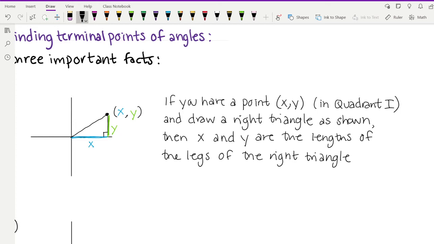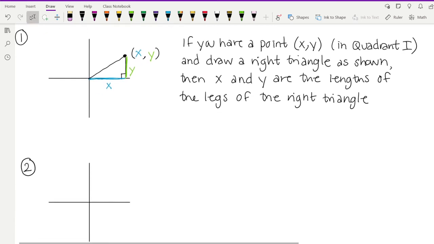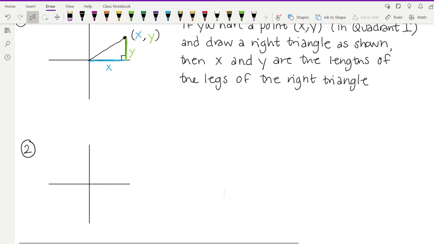So we're going to turn this question of can we find the x and y coordinates, we'll turn it instead into a question of can we find the lengths of a side of a triangle? And that's something we know how to do. And we'll see that we're going to use special right triangles, but I'll get into that in a moment.